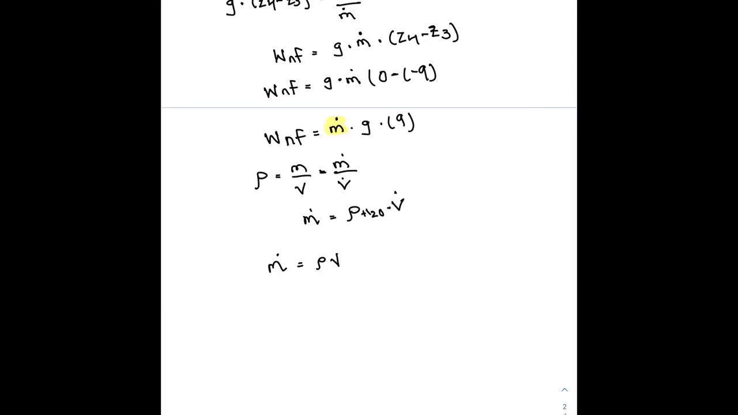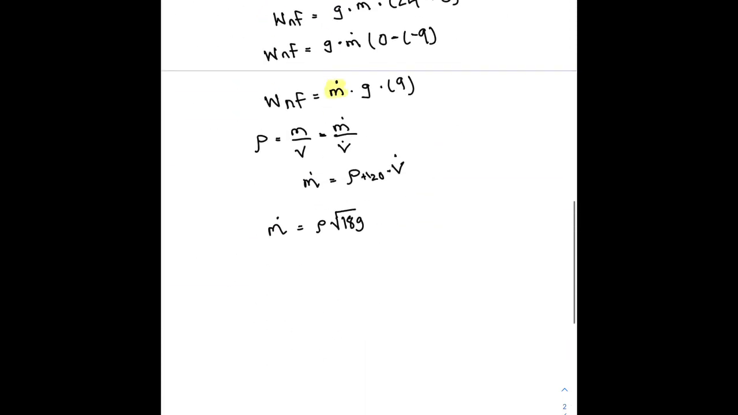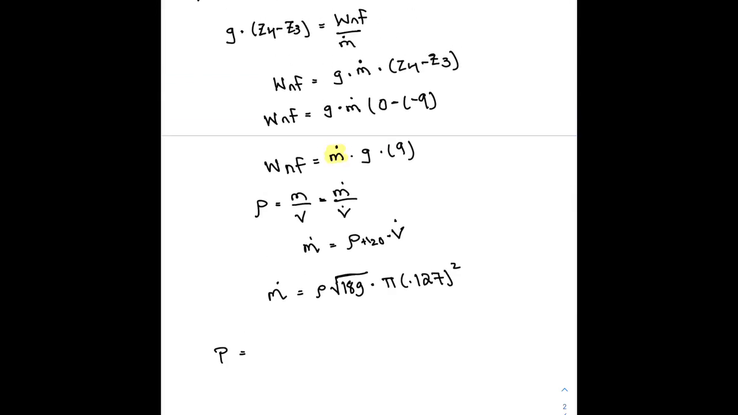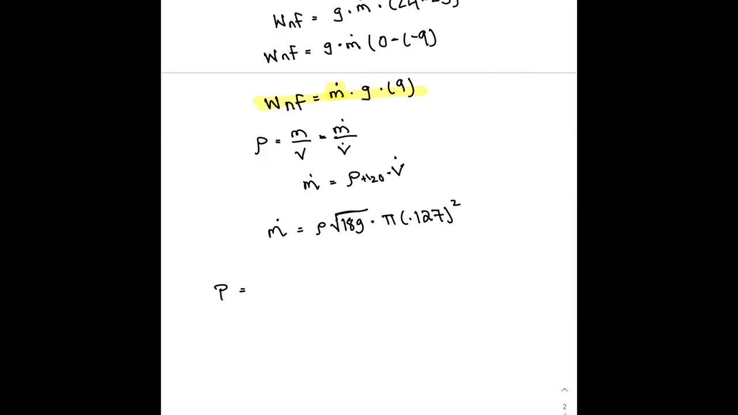But like I said earlier, the mass flow rate is the density of the water times the volumetric flow rate, and we already found the volumetric flow rate from earlier, which is the square root of 18G times pi r squared, the area, pi 0.127 squared. Okay, so now that we've got the mass flow rate, we can write our expression for the power, and that'll come straight from here. So we have rho times square root of 18G.